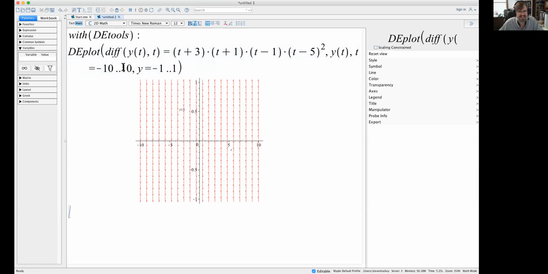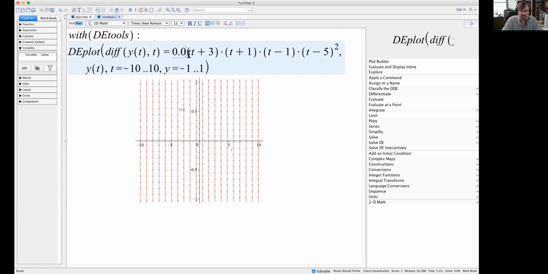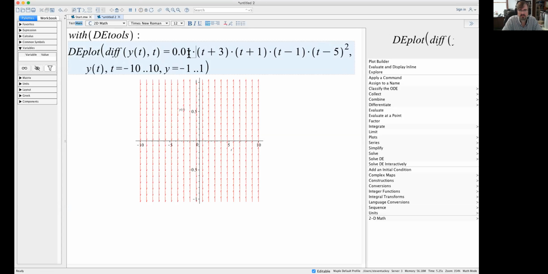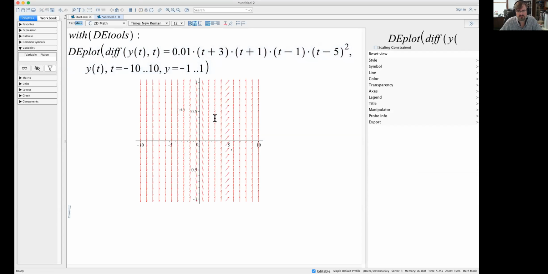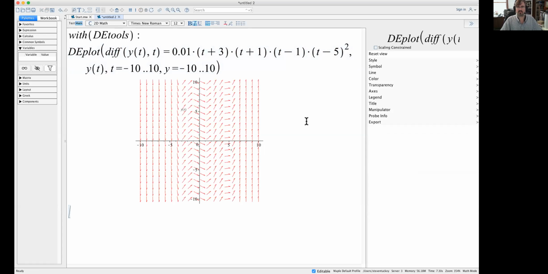And this, actually, no, this is terrible for being able to produce the slope field because those slopes are so extremely large. Yeah, that might help. But let me throw a scaling factor in front of this. Maybe that'll help a little bit. And then if I go -10 to 10. There we go. That's a little better.